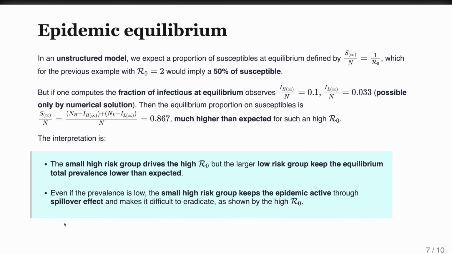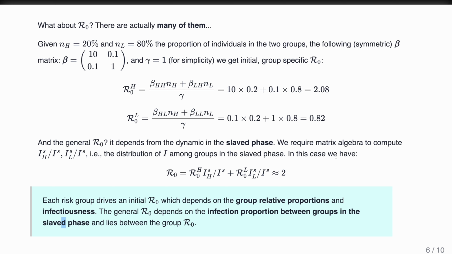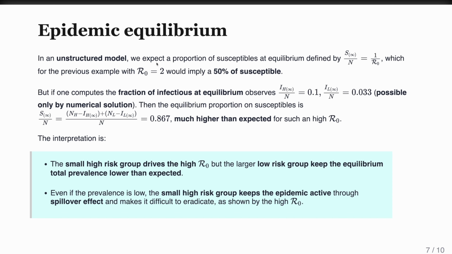Let's observe instead now the epidemic equilibrium, so the last part of this course. If we were working with an unstructured model, so without heterogeneity, we would expect that the proportion of susceptible at equilibrium will be equal to 1 over R naught, which in this case, using the example from the slide before, since R naught is equal to 2, we will expect a 50% number of susceptible at equilibrium.